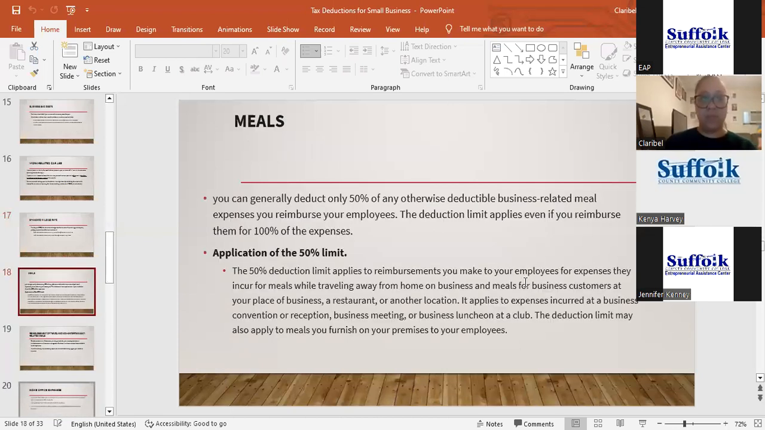Meals, you can generally deduct only 50% of any otherwise deductible business-related meal expenses you reimburse your employees. The deduction limit applies if you reimburse them for 100% of the expenses. The 50% limit applies to reimbursements you make to your employees for expenses they incur for meals while traveling away from home on business, and meals for business customers at your place of business, restaurant, or another location.